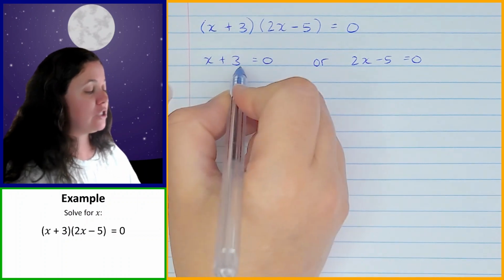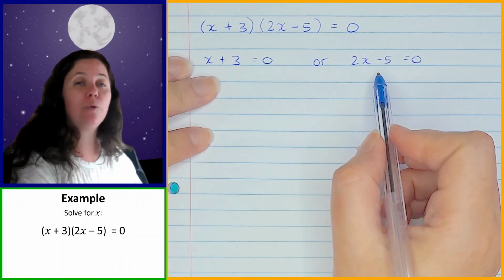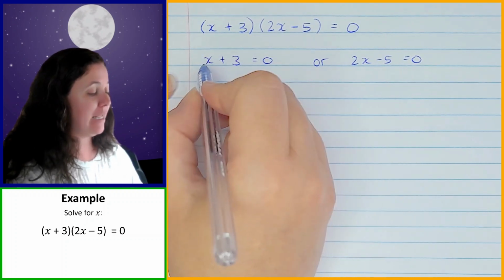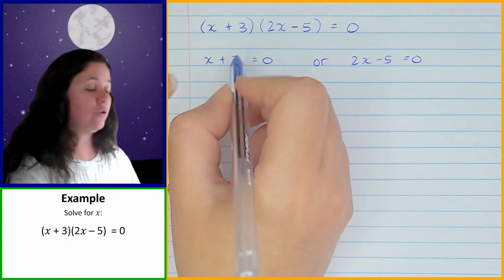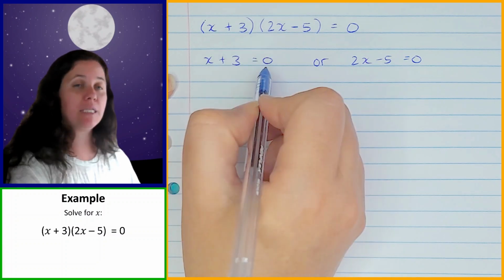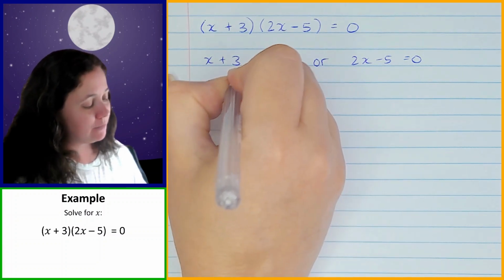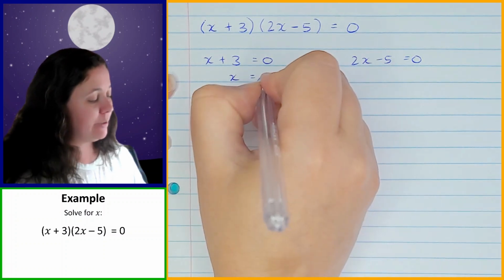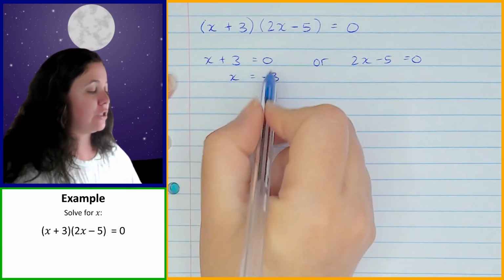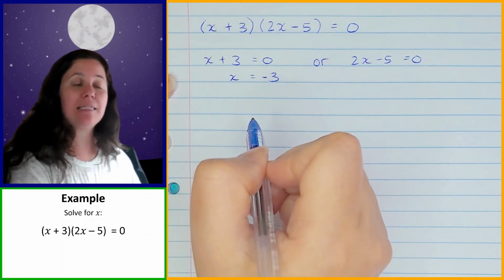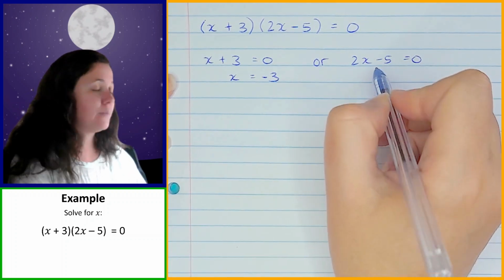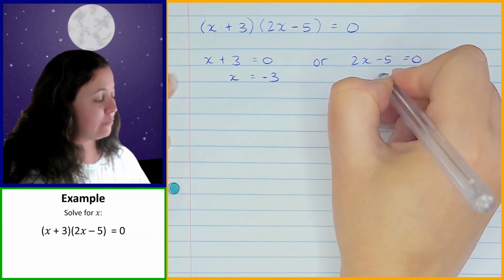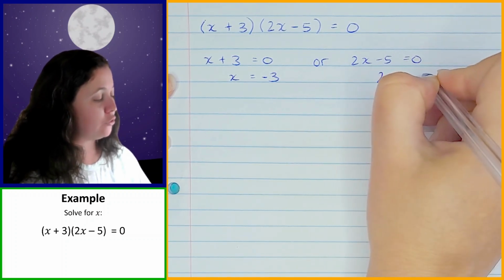Okay, so now we've got two little equations here. We need to solve each of these little equations. In this one over here, I've got x plus 3 equals 0. All I need to do is get the 3 to the other side of the equation. So it's going to be x equals, and I subtract 3 on both sides to get rid of it over here. So that's going to be negative 3. So the solution for this one is x is negative 3. For this one, I need to get rid of the negative 5 by adding 5 on both sides. So I'm going to have 2x equal to 5.